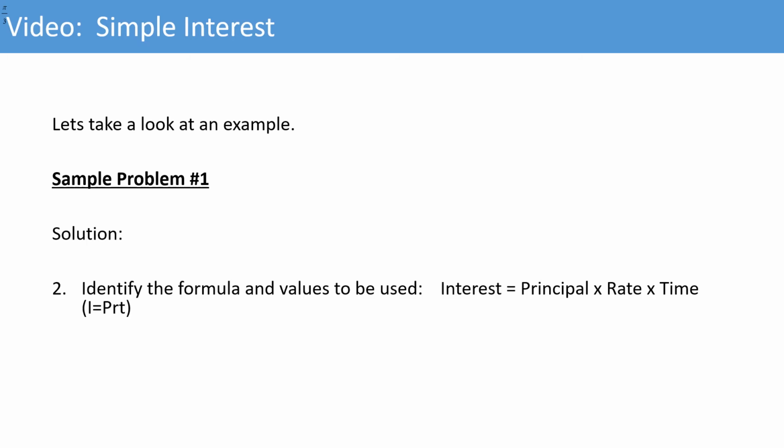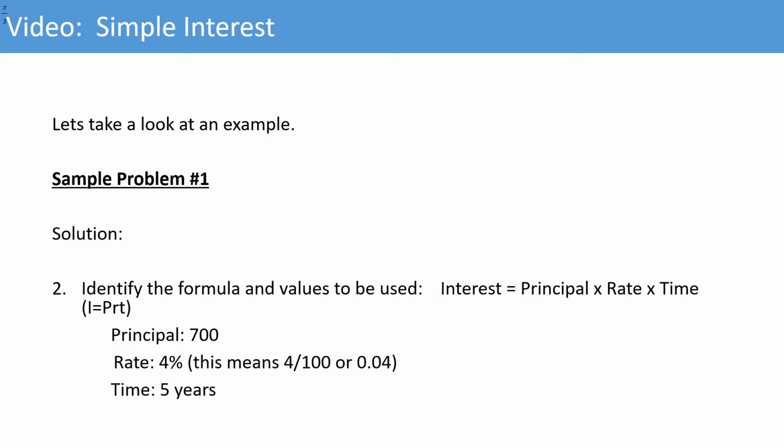Identify the formula and values to be used. We are working with simple interest, so the formula is interest equals principal times rate times time, or interest equals PRT. Principal 700, rate 4% or 0.04, time 5 years.